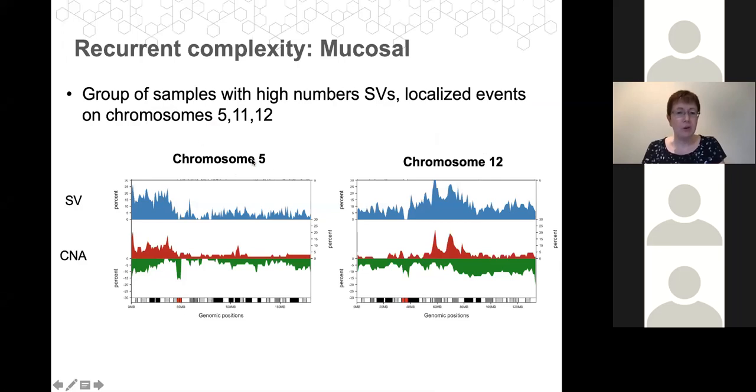So this is just focusing in on those, seeing the same thing focused in on specific chromosomes. So we have these groups of samples with high numbers of SVs, complex localized events on chromosomes 5, 11, and 12. And this is the result from mucosal, but it's fairly similar in the acrals. So here we see the percentage of samples with a structural rearrangement and copy number, in particular amplifications. And it's concentrated on chromosome 5p. And for chromosome 12, it's on 12q towards the centromere. And in these regions, as I previously mentioned, we see TERT, which is amplified, and CDK4 and MDM2 on chromosome 12.